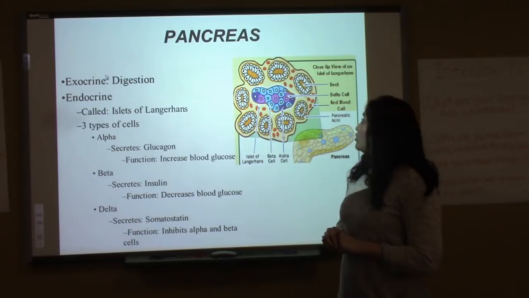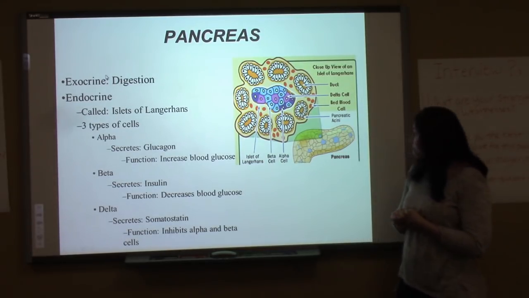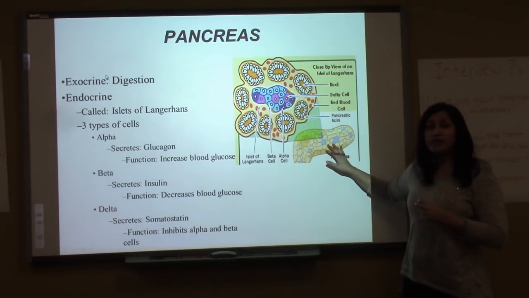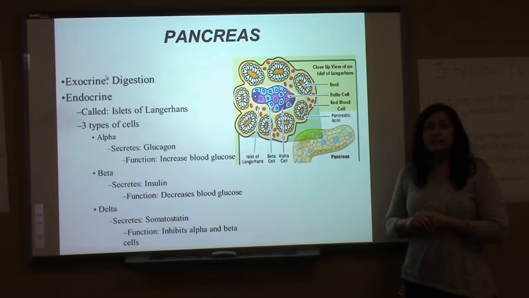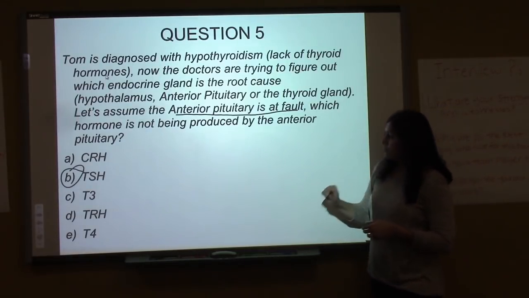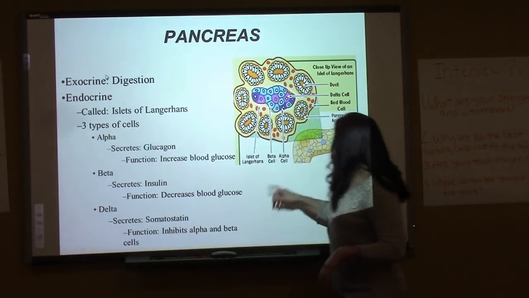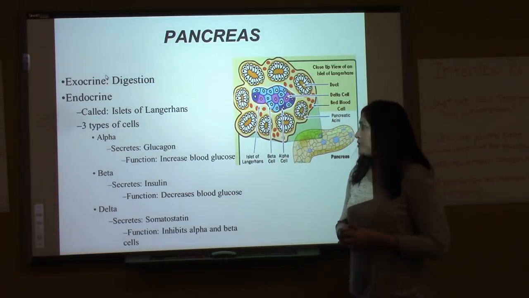Now let's talk about basically the pancreas, or at least the endocrine part of the pancreas. So here's a pancreas. Pancreas has two parts. It has an endocrine portion, which are the blue, and that is called islets of Langerhans. And it has this other, yellow area, which is the exocrine part. Right now, we're just going to focus on the endocrine part.